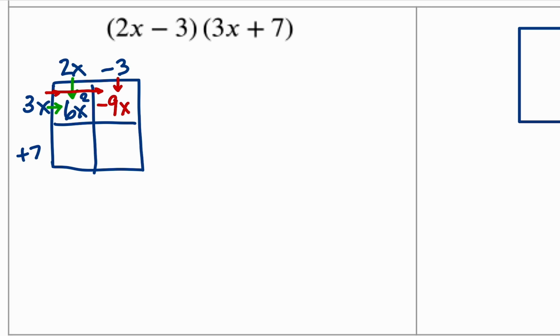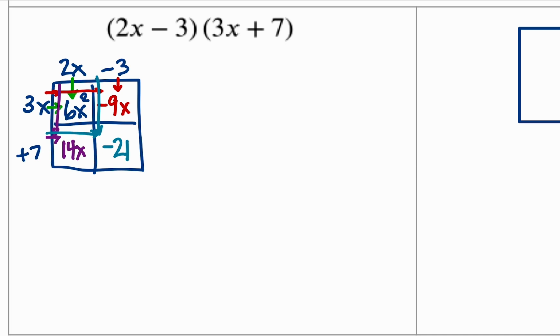Okay, and then for this one, I'll do this times this, and the answer will go in that box. 2 times 7 is 14x. And then for the last one, that times that. Negative 3 times 7 is negative 21. Okay, so again, I know that's kind of messy, but that's what we're doing. We're multiplying them and we're putting them where they cross. This is like that partial product multiplication y'all did in 4th and 5th grade.